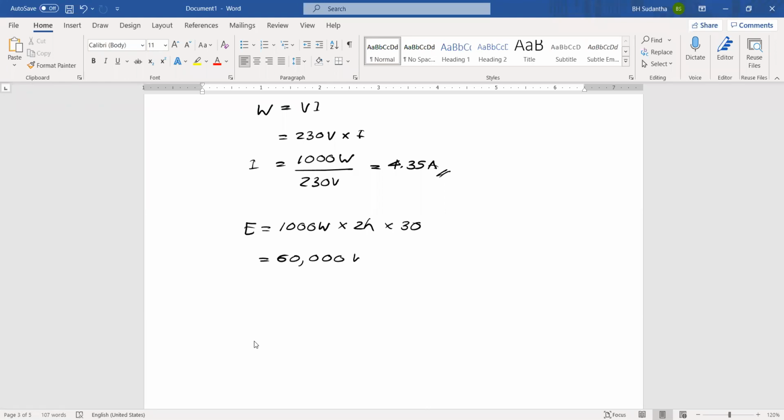60,000 watt hours. Then we can convert this into kilowatt hours. If we divide this 60,000 by 1000, then it will become kilowatt hours. 60 kilowatt hours.